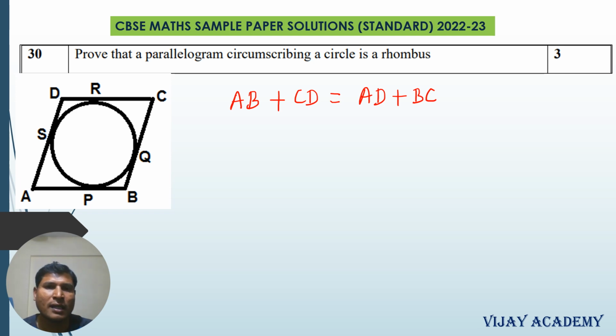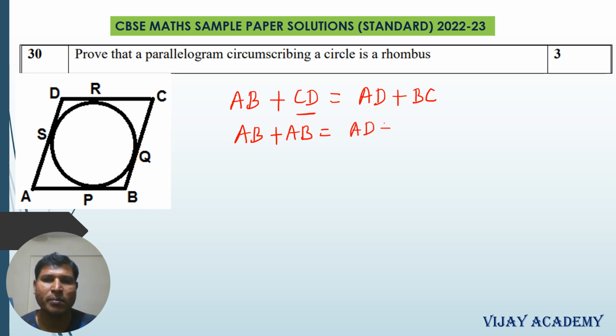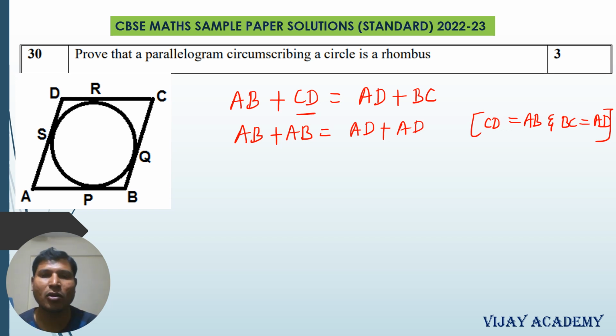So now we got that the sum of the opposite sides of the parallelogram are equal. That is AB plus CD equals AD plus BC. Now we know that in a parallelogram opposite sides are equal. So here we can replace CD by AB, and also replace BC by AD. The reason is CD equals AB and BC equals AD, opposite sides of a parallelogram are equal.